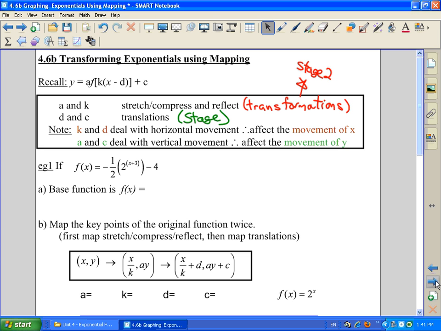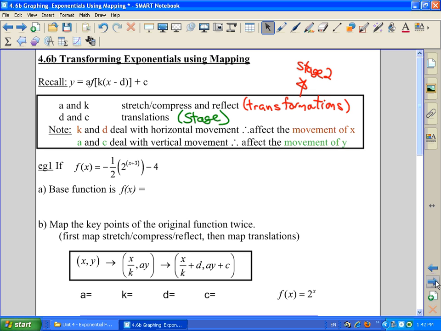Okay. And just remember that A and D deal with the horizontal movement, so that's why we apply them to the x coordinate of the point we're looking at. And A and C deal with the vertical movement, therefore it affects the y variable, or y component, of the ordered pair.